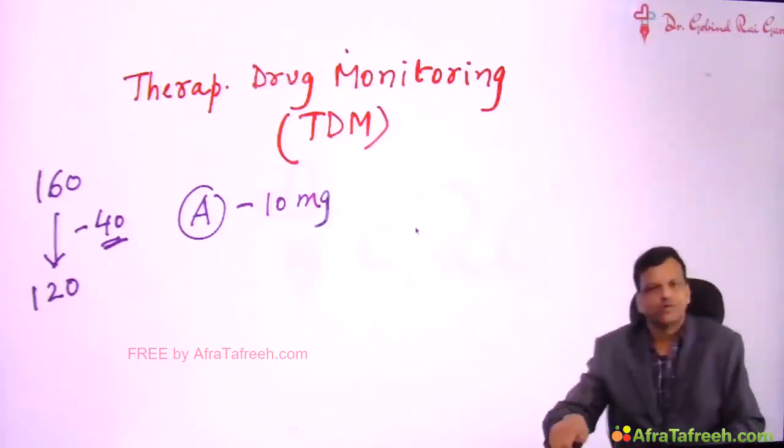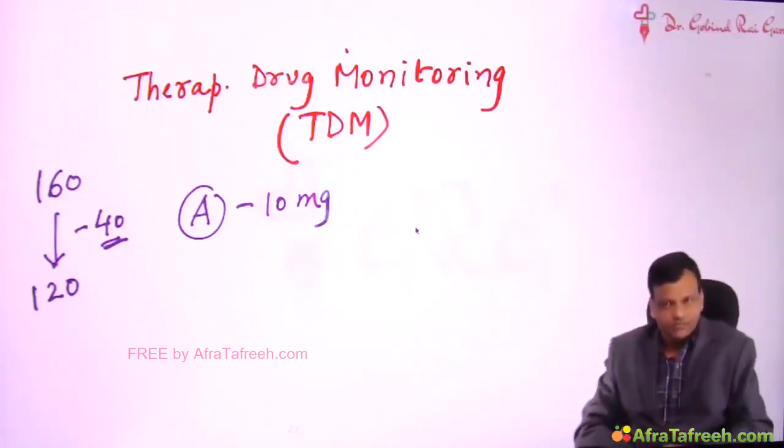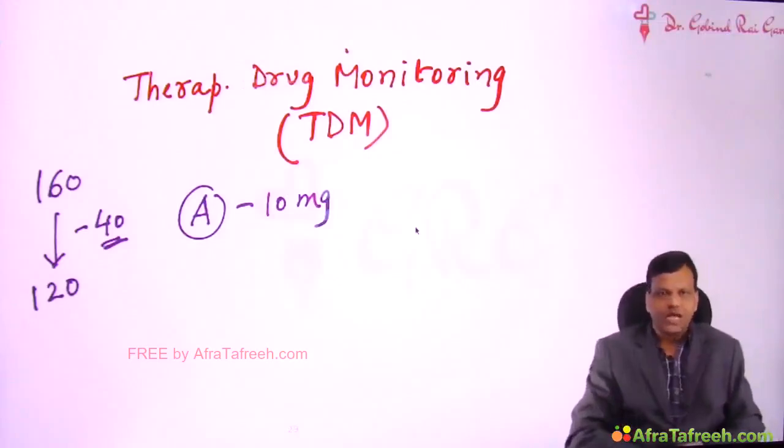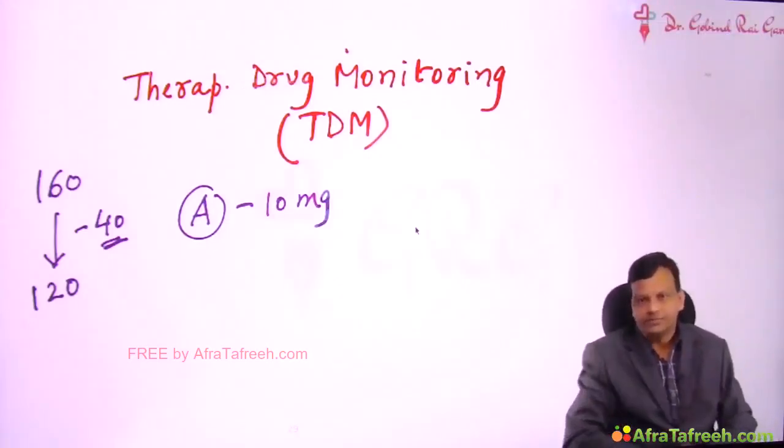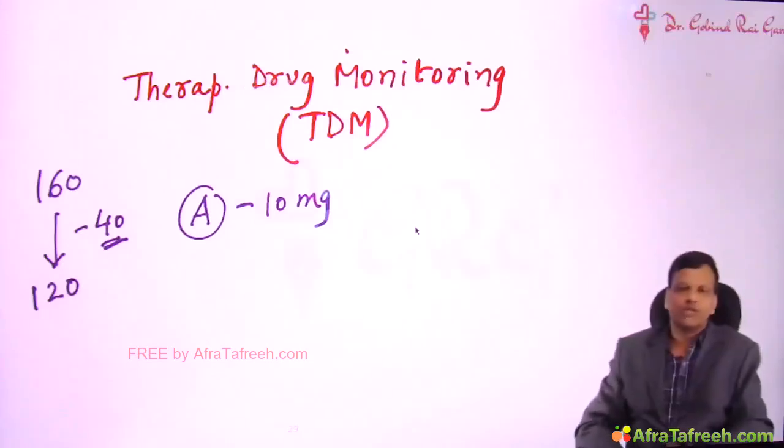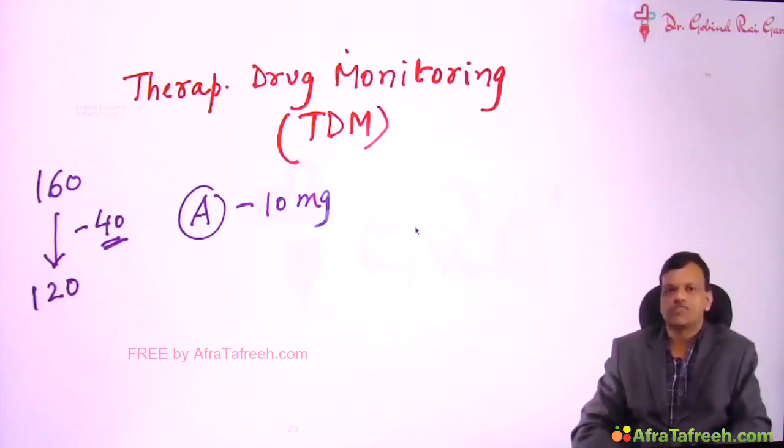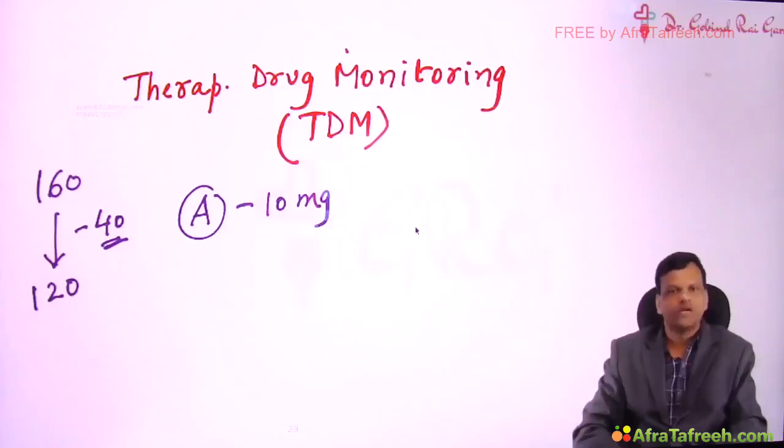So a person has come to us with hypertension. We measure the blood pressure and we give drug A 10 milligram. Now how will we come to know whether we have given the right dose or we need to increase or decrease the dose of this drug? How do we normally come to know? By measuring the blood pressure.